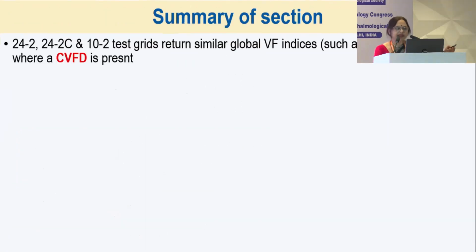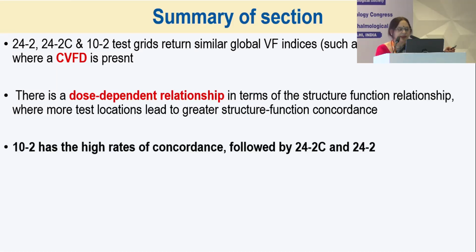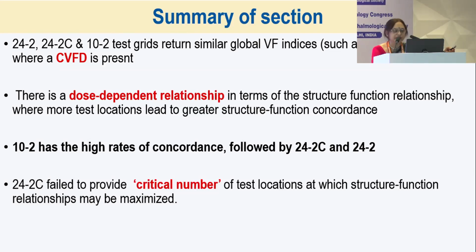So, summary of this section: 24-2C, 24-2 and 10-2 test grids return similar global visual field indices in situations where a central visual field defect is present. There is a dose-dependent relationship in the structure-function relationship, where more test locations lead to greater structure-function concordance. 10-2 has a high rate of concordance, followed by 24-2C and 24-2. 24-2C failed to provide the critical number of test locations at which the structure-function relationship may be maximized.